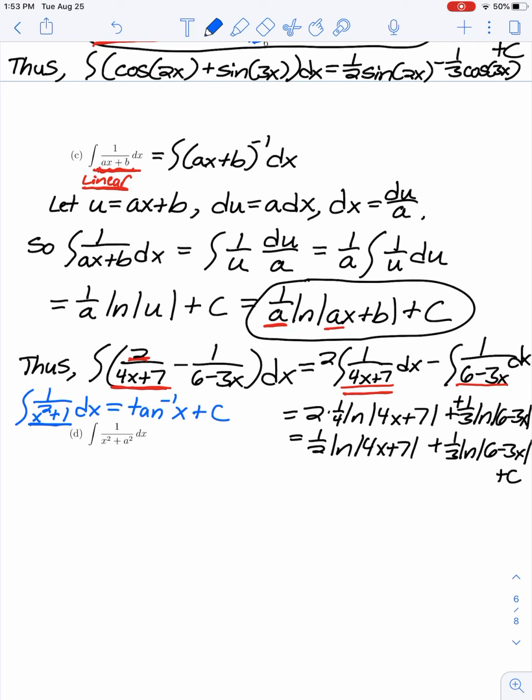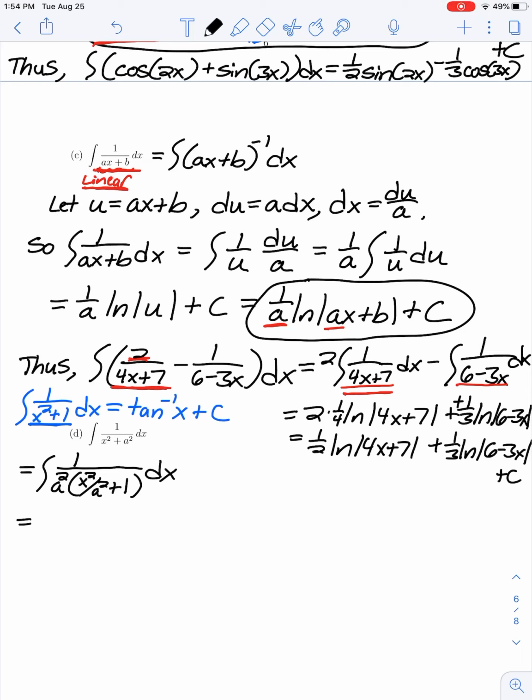So in order to evaluate this, we want to try to make this function look more like the antiderivative for arctangent. And the way that we can do that is by factoring an a squared from each term in the denominator. So if I factor out an a squared from the denominator, I would be left with x squared over a squared plus 1 dx.